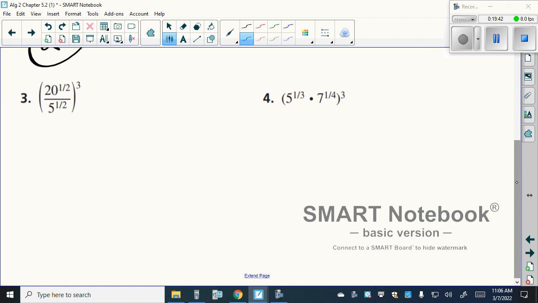But what do we notice about 20 and 5? They're divisible, yes? Because I can do 20 divided by 5. But in order to be able to do that, we have to use our power of a quotient property to rewrite it as 20 divided by 5, to the 1/2, to the third.